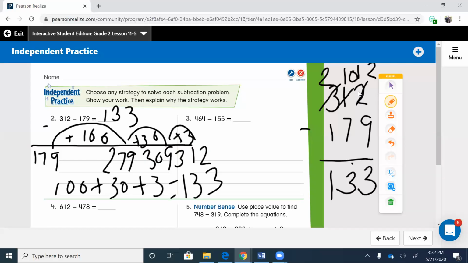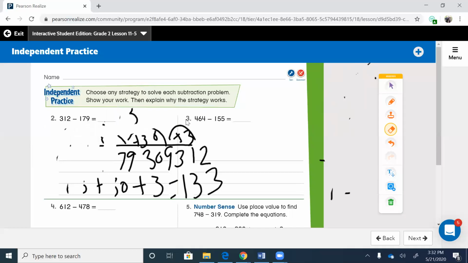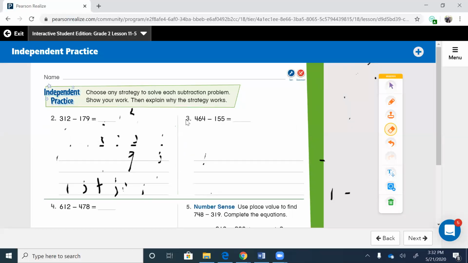All right, I'm going to erase all of this. The next one, we're going to do what we've been doing in Zoom, which is drawing. Having a hard time erasing. Come on. Erase, erase, erase. Okay. This time we're going to draw the place value blocks.